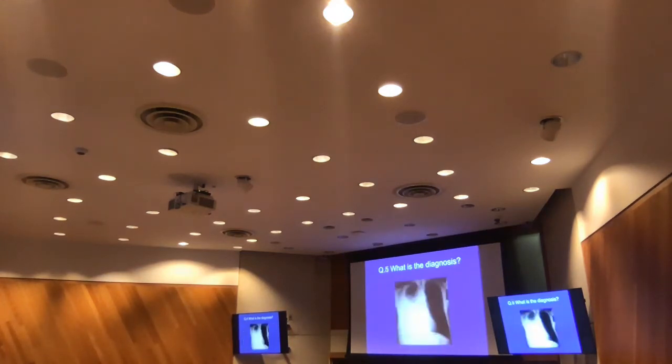Next one, number 5. Which side is abnormal? Right side. What kind of density is there? Homogeneous. What kind of border is there? The concave border. Give it a name. Put it down. Write it down. Good.